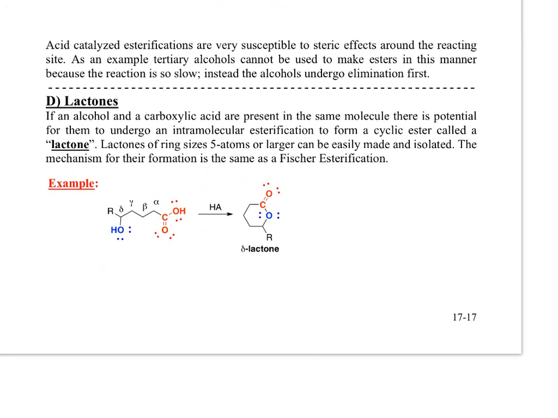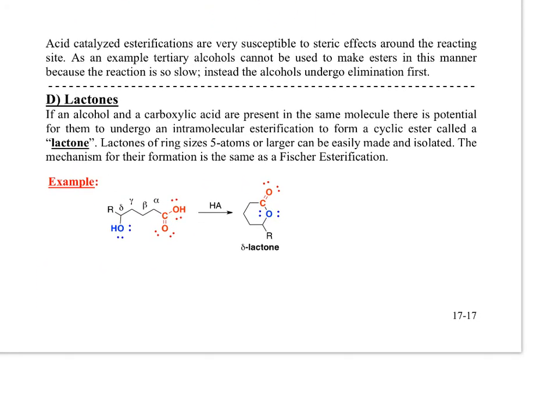Now, if you've got your alcohol in the same molecule as your carboxylic acid and you treat it under acidic conditions, you can do a Fischer esterification intramolecularly to form a lactone, like the one shown here. And that's one way to make lactones: take molecules that have OHs and carboxylic acids and treat them under acidic conditions, and they will close to form a lactone. Lactones of ring sizes 5 or larger are much more easily made and isolated. Smaller ring sizes are going to be a lot more strained and more susceptible to nucleophilic opening of the lactone.